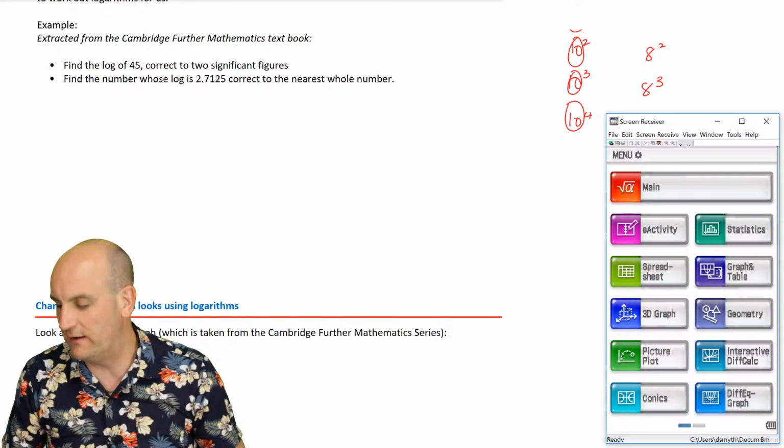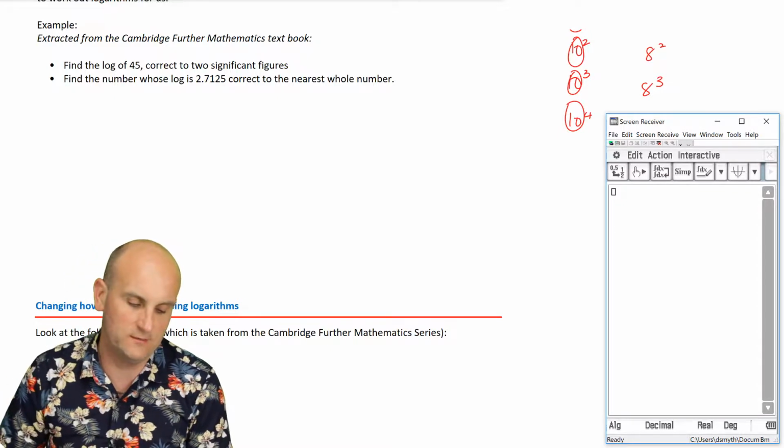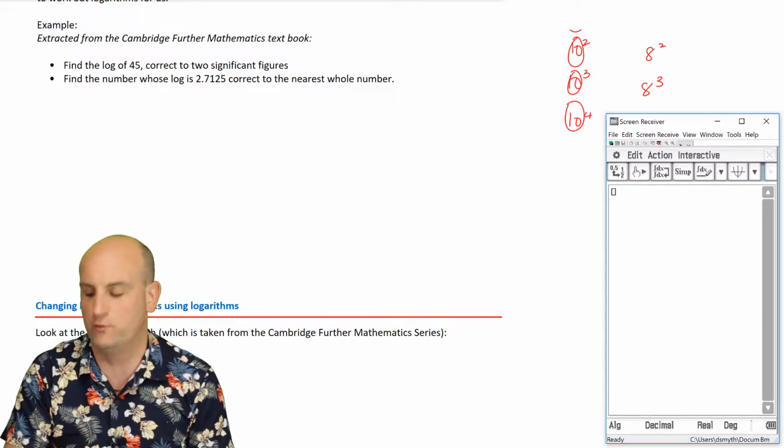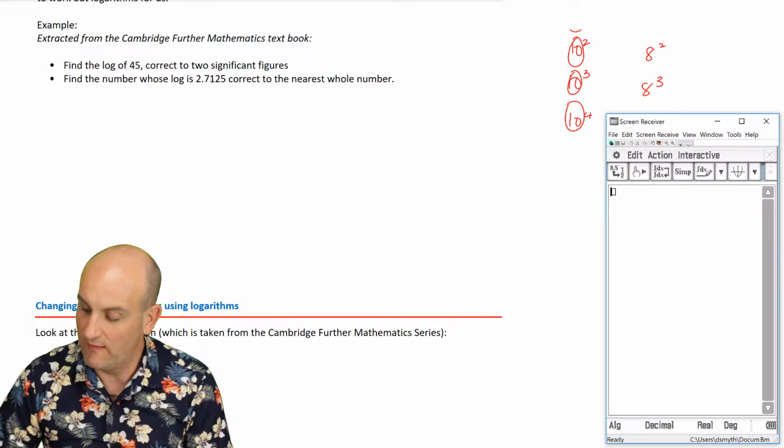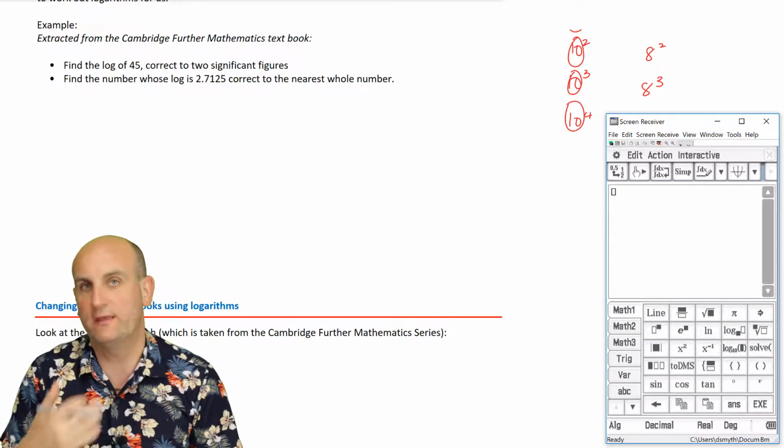Yay! So I've loaded up my calculator, and as is normal, let's put it in main. There is nothing on my screen at the moment, and it says find the log of 45. So I suppose the first thing we need to do is find out where our logarithm button is. Click the keyboard on the Casio ClassPad.